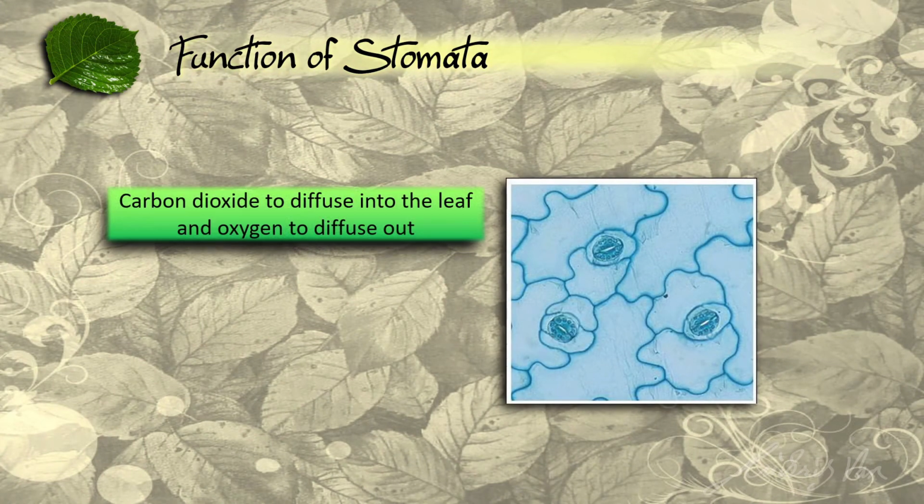So what is the function of stomata? Simply put, it is for carbon dioxide to diffuse into the leaf as well as oxygen to diffuse out. Please copy this down. It's as simple as this: carbon dioxide to go in and oxygen to go out. And the process is diffusion.